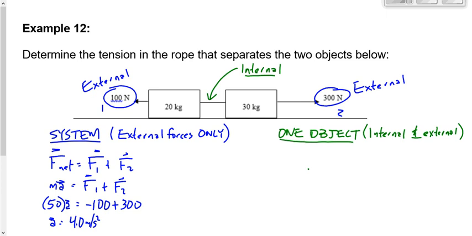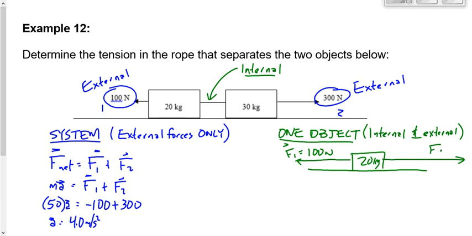Let's pick the 20 kilogram object. If we pick the 20 kilogram object, we're going to say F1 is still 100 newtons. That's not changing, right? Because even if there's a rope joining the two objects together, if object number 1 is being pulled to the left with 100 newtons, yeah, sure, it pulls the system, but it also pulls individually that one object. But there's a force to the right as well.